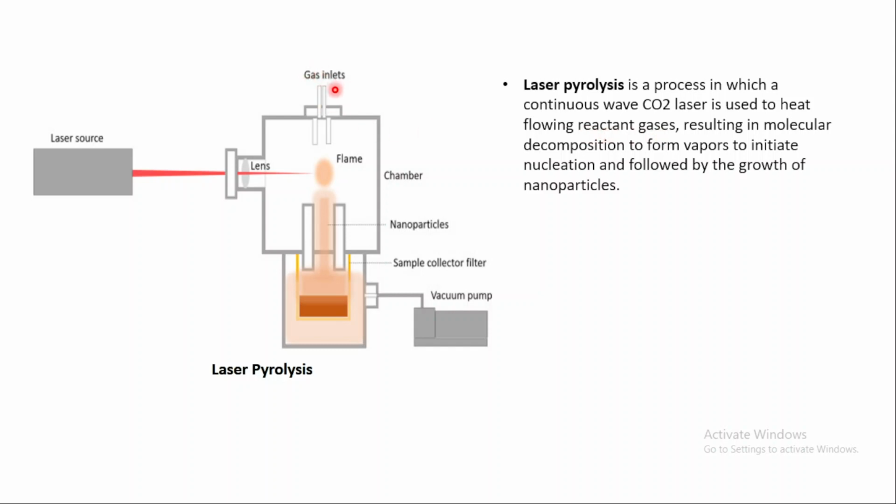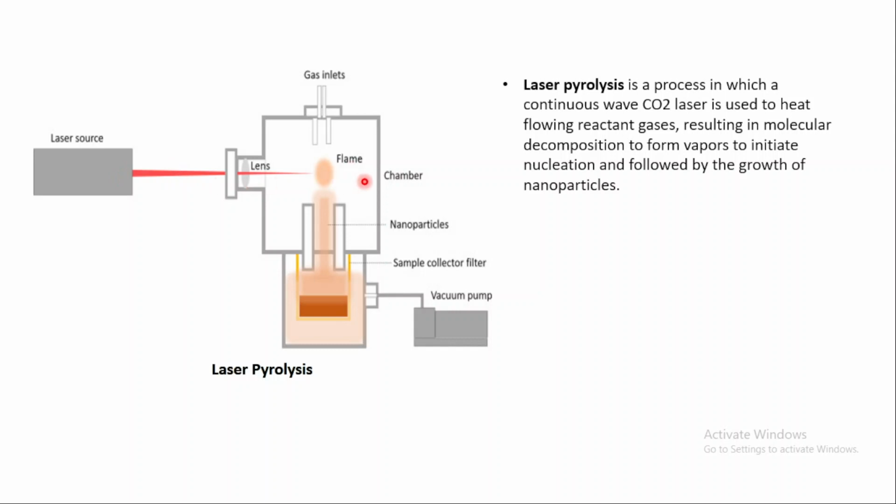Laser pyrolysis is a process in which continuous wave CO2 laser is used to heat flowing reactant gases. So reactant gases, whatever we are trying as a starting material, will be sent in, and this high power source will heat the gases, resulting in molecular decomposition to form vapors to initiate nucleation, followed by the growth of nanoparticles. So what is our objective here at this junction or flame point in the chamber? These gas molecules will then be decomposed to form vapors of different varieties of nanoparticles. When you decompose a gas, suppose we have carbon dioxide gas and we are decomposing it, it will form smaller atoms, atomic sizes of nanoparticles in the presence of this high energy laser source.